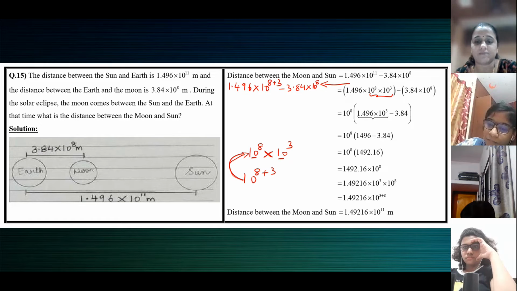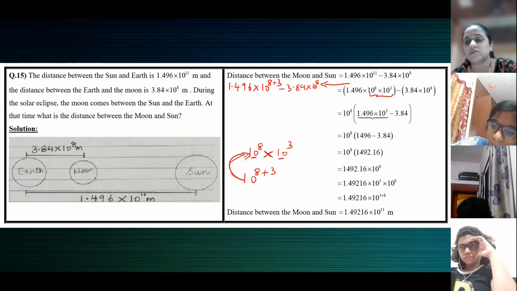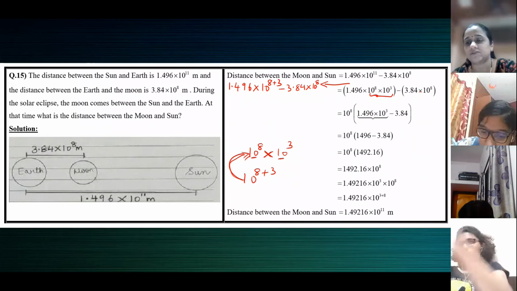So we write the previous step. If it is 10 to the power 8 plus 3, it should have been 10 to the power 8 into 10 to the power 3. So that's what you see here. Minus 3.84 into 10 to the power 8 as it is.